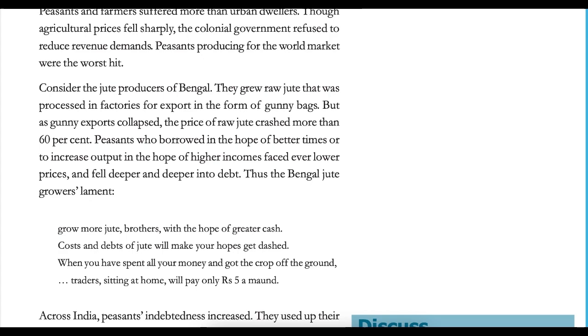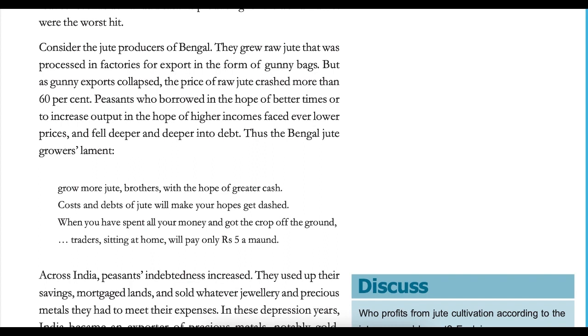Consider the jute producers of Bengal. They grew raw jute that was processed in factories for export in the form of gunny bags. But as gunny exports collapsed, the price of raw jute crashed more than 60%. Peasants who borrowed in the hope of better times or to increase output in the hope of higher incomes, faced ever lower prices and fell deeper and deeper into debt.